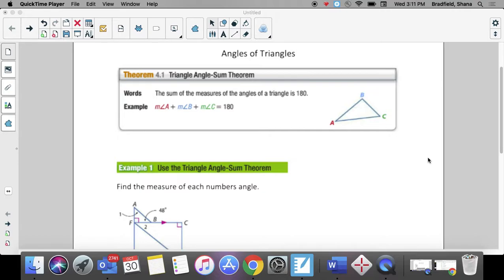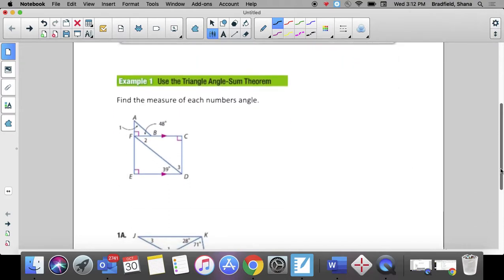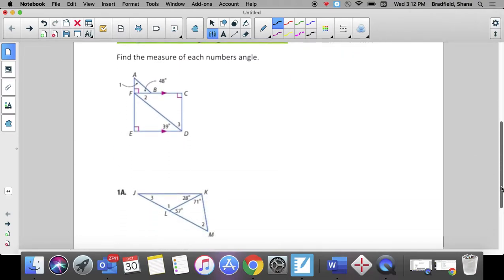So the first theorem we have is the triangle angle sum theorem. And you've heard this one before: the measures of the interior angles of the triangle. So here's angle A, and then we have B and C. If we add up the measures of those angles, they're going to add up to 180 degrees, and we can use that information to help us find some missing values in figures.